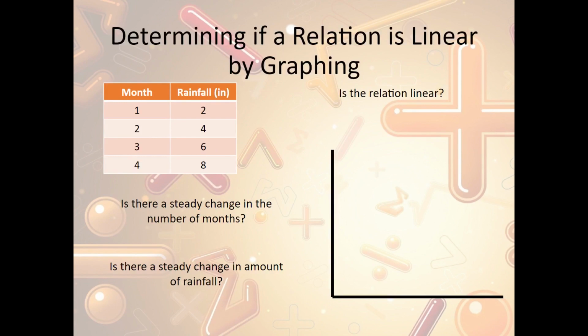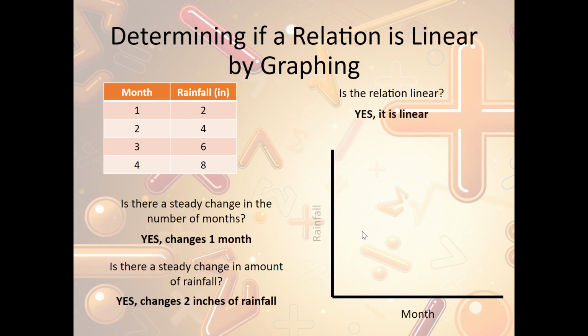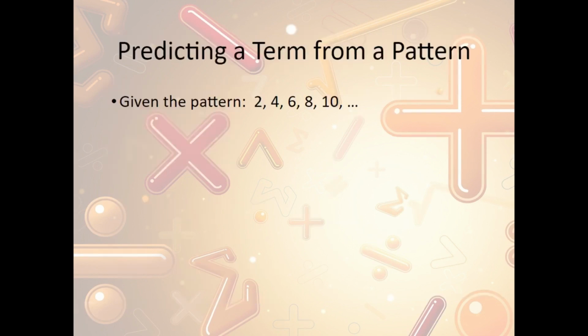Let's take a look at the table. We have our months, and we see that there is a steady change. We're adding 1 month each time. And in rainfall, we can see that we have a consistent change also. We are adding 2 inches each month. Therefore, if we were to plot these points, it would look like this, and we can see it does form a straight line. And yes, it is linear because we have a consistent change of addition and a consistent change of addition.